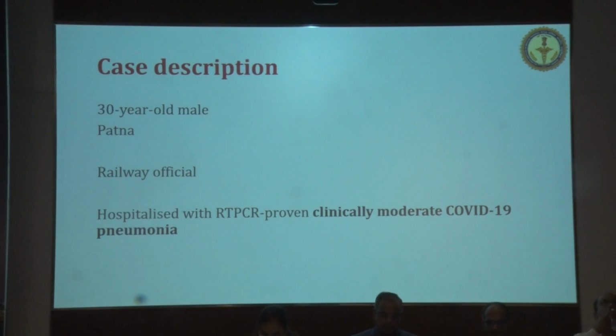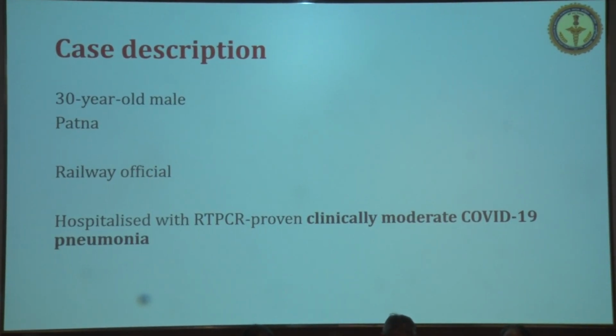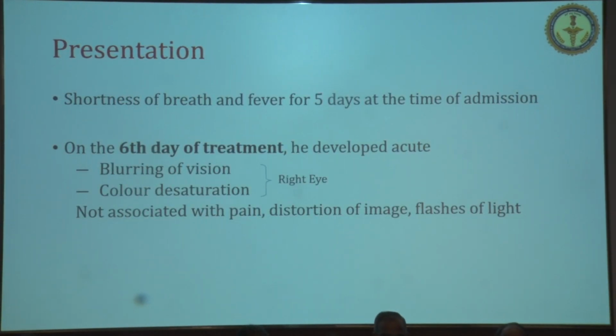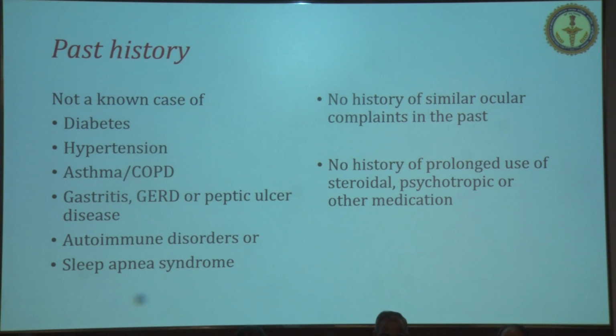The patient was a 30-year-old male from Patna, a railway official, hospitalized with RT-PCR proven clinically moderate COVID-19 pneumonia. He presented with shortness of breath and fever for 5 days at the time of admission. On the 6th day, he developed acute blurring of vision and color desaturation in the right eye, not associated with pain, distortion of images, or flashes of light. The patient was not a known case of systemic diseases. There were no previous ocular complaints, and there was no history of medication.